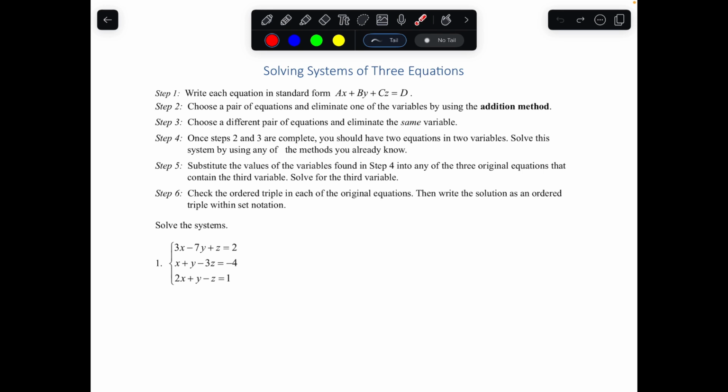Once we solve our system of two equations, we will have found a value for one of those variables. Then we can plug our solution back into any one of our three original equations to find the value of the third variable. Once we have that, we can check our answer by plugging our new solution into each of the original equations. If we get true statements for each of the three equations, then we know that it really is a solution. So let's try this with number one.